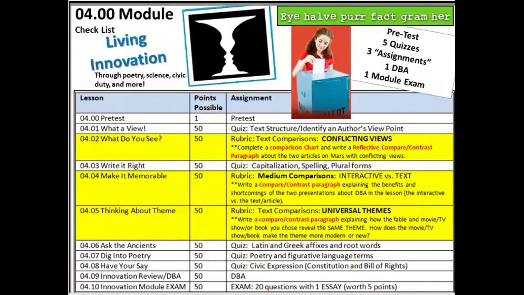Module 4 is the first module in Semester 2. In this module, you will study poetry, figurative language, universal themes, Greek and Latin roots, and learn how the amendments to our Constitution changed our voting rights in the United States. This module goes by very quickly. The written assignments in this module focus on the skills of comparing and contrasting.